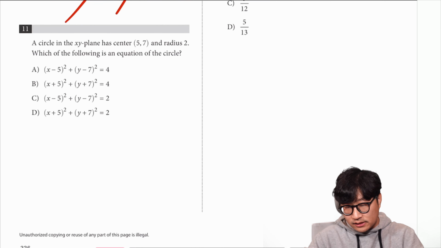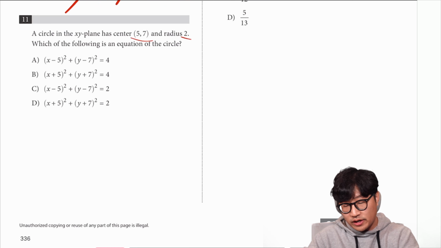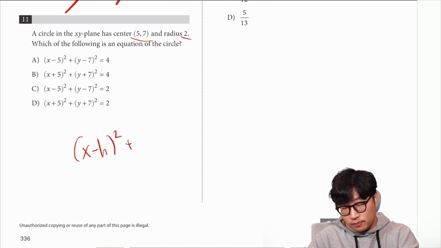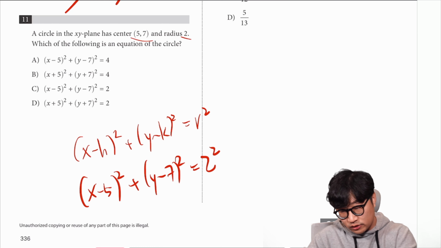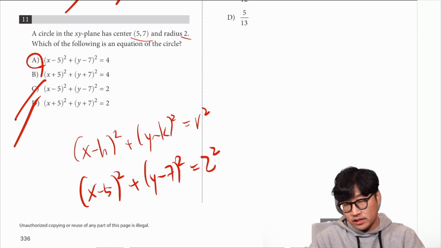Number 11, a circle in the xy plane has a center 5, 7, and radius 2. So x minus h squared plus y minus k squared is equal to r squared, where h and k is the center, so that'll be x minus 5 squared plus y minus 7 squared, and that's 2 squared, so the right side should be 4, and it should be a minus, which is answer choice A.